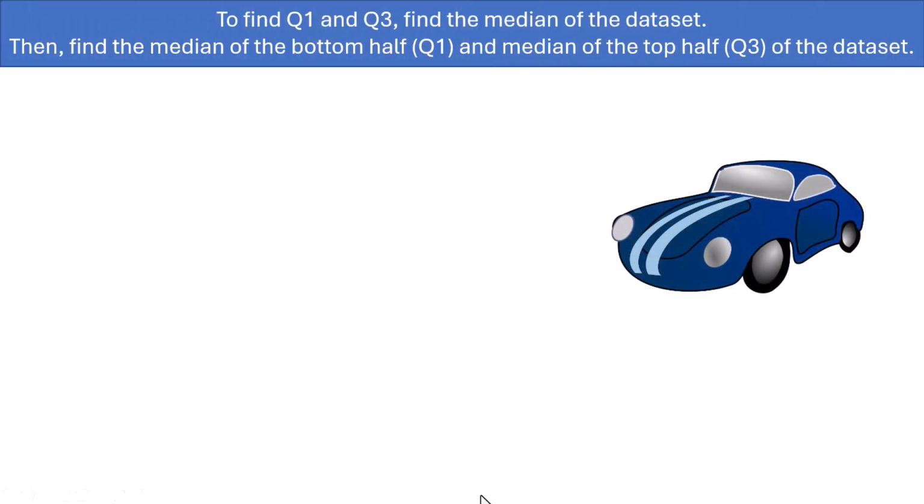Now let's focus on finding Q1 and Q3, the first and third quartiles of a dataset. In order to find Q1 and Q3, first find the median. Then we will have 2 halves of our dataset. The median of the bottom half of our dataset will be Q1, and the median of the top half of our dataset will be Q3.